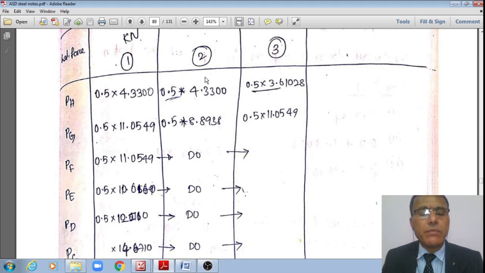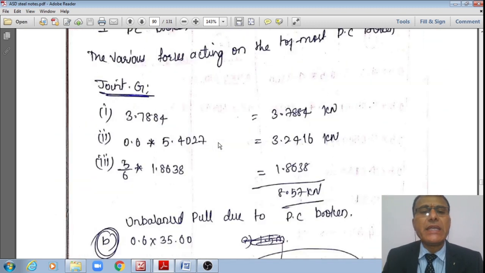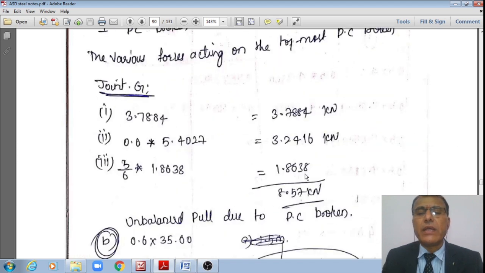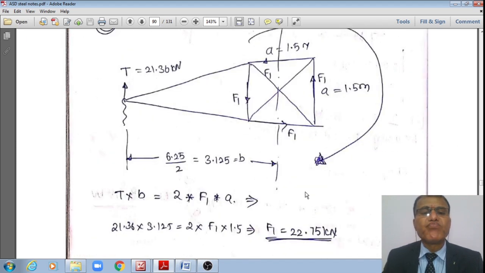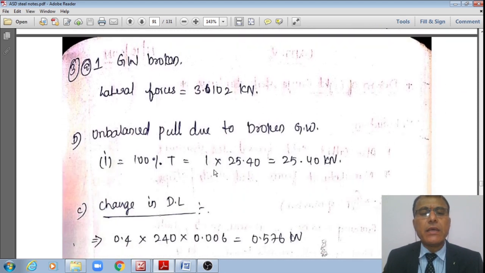And also at this point or joint H, there is no change. Therefore, I'll recall the same value, 4.33. Only this 11.0549 has reduced to 8.8938. That is how 8.8938 at joint G, right? This force, right? 8.893, right?